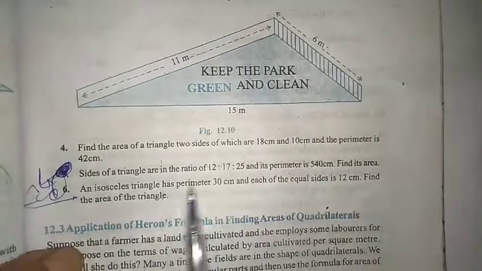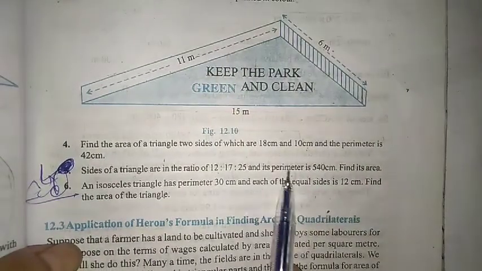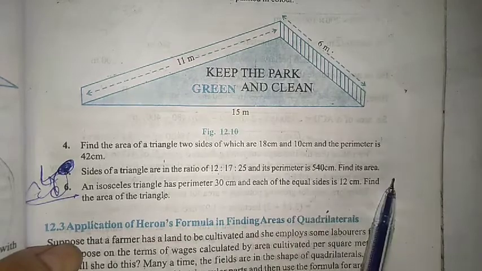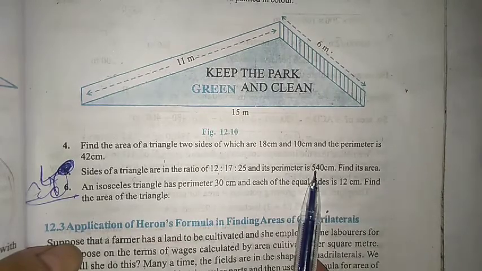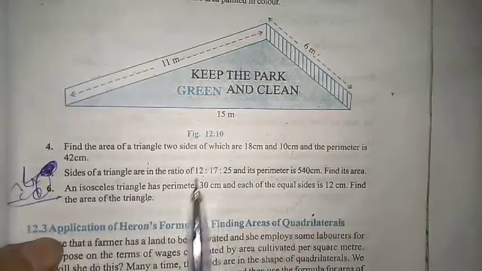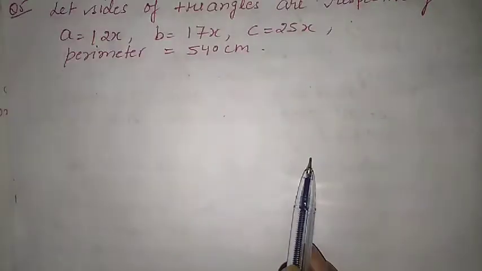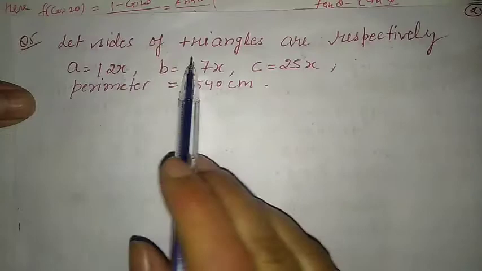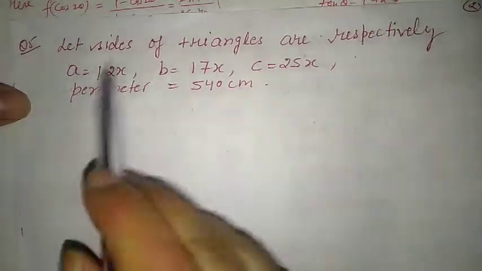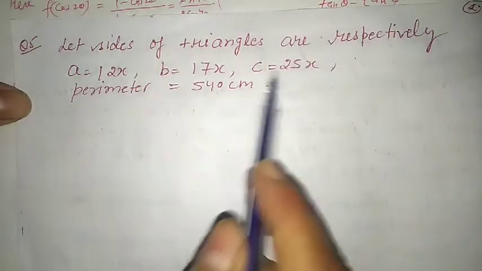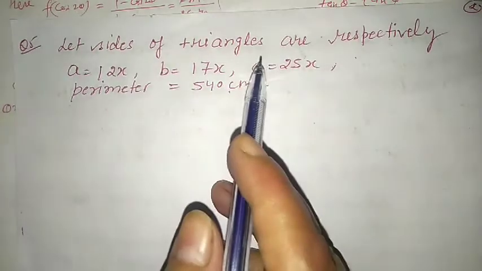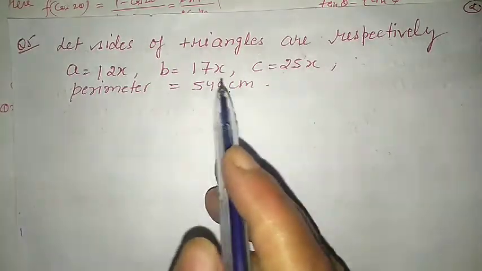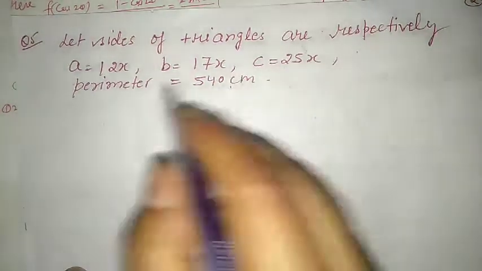Sides of a triangle are in the ratio given here, and its perimeter is 540. Find its area. Again the perimeter is given as the sum of all sides, but the sides are given in ratio. So let the sides of a triangle be A, B and C respectively. Perimeter is 540.